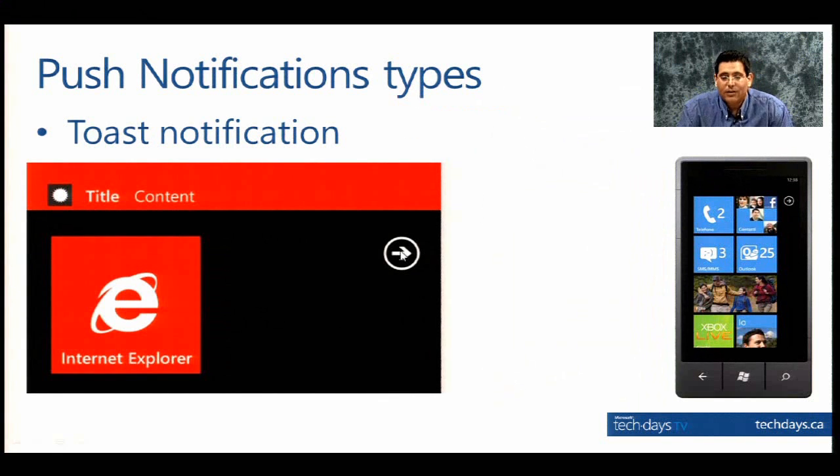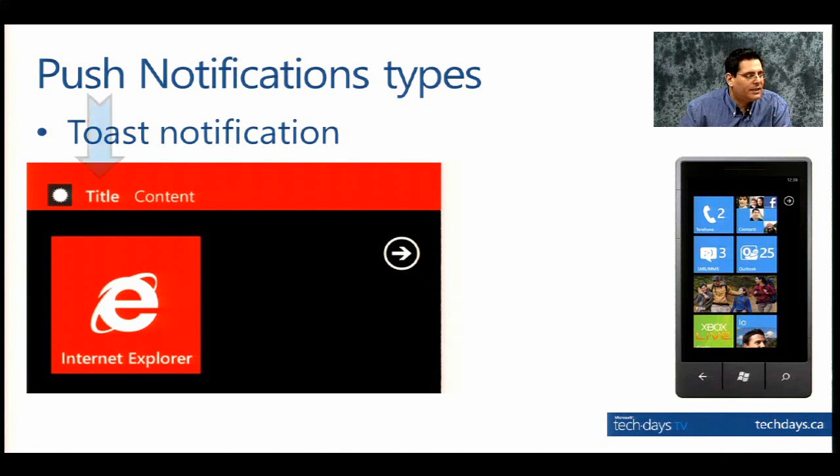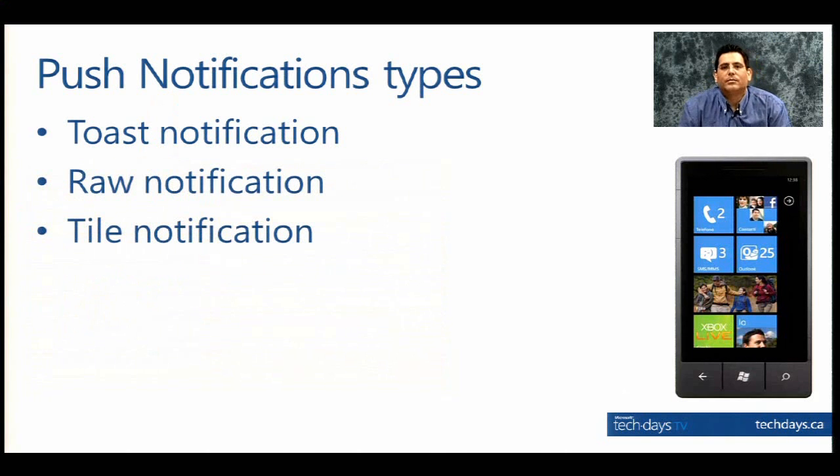In order to send a toast notification, there are properties to that message. We'll see the message later in the demos. The first is the title, which is a bold-faced text to be displayed. Second is the content, which is a non-bold-faced text, which would be displayed right after the title. And there's another parameter you cannot see here, which is called parameter.